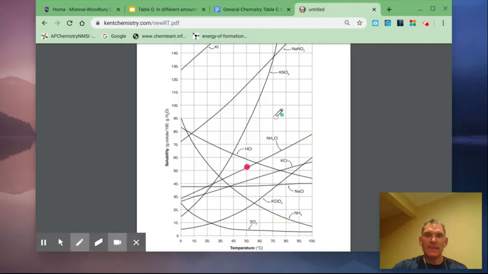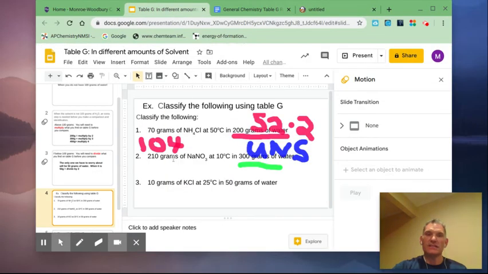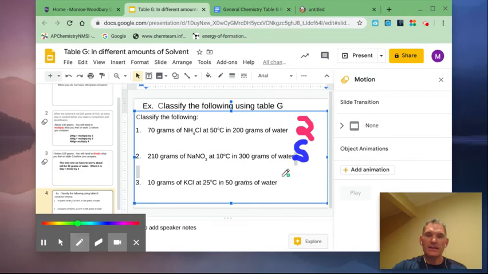NaNO3 at 10 degrees Celsius. I'm going to come up and place my mark. Boom. Exactly 80. But that's 80 in 100 grams. My question is in 300. So for this one, it's going to be 80.